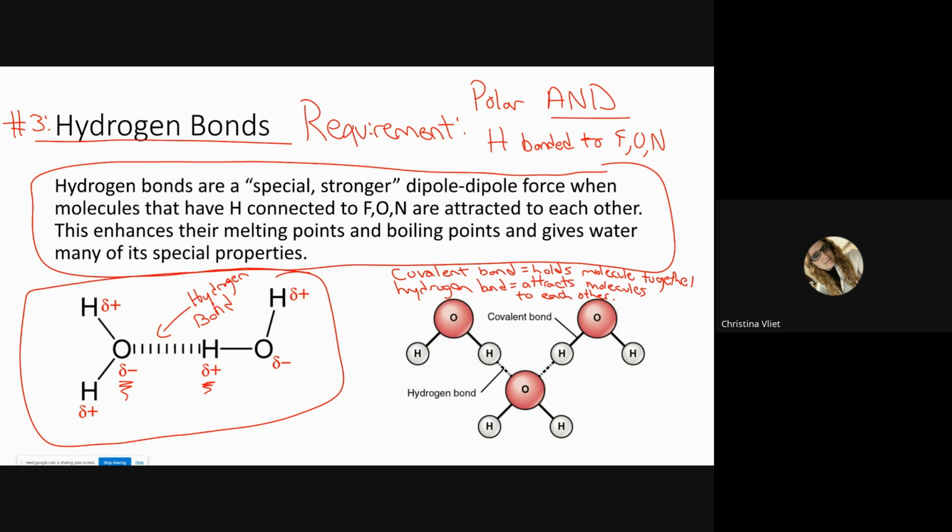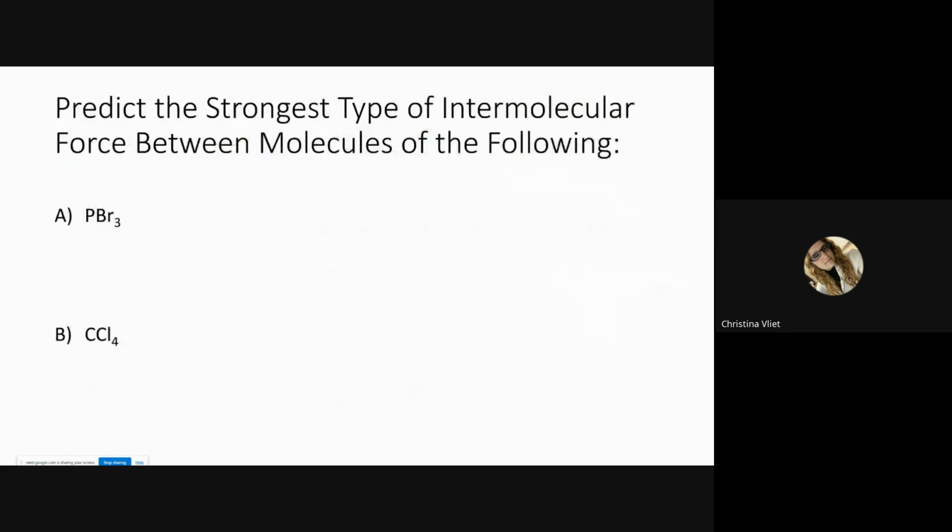All right, so let's take a look at what we could be at. Predict the strongest type of intermolecular force between molecules of the following. The first is PBr3. So the type of question you're going to be asked off of this lesson, the first type of question, is predict the strongest type of intermolecular force.